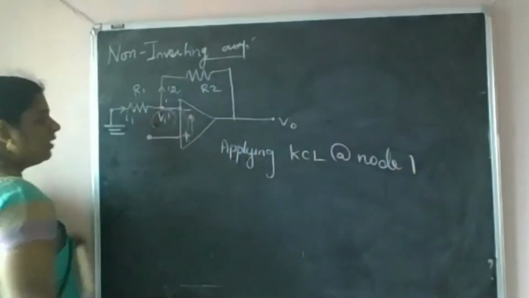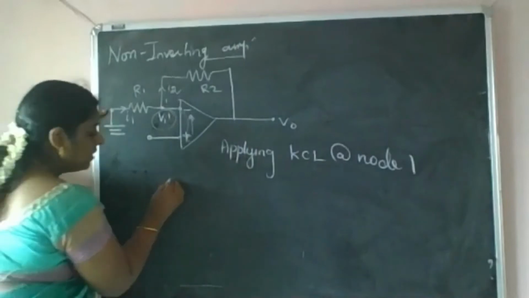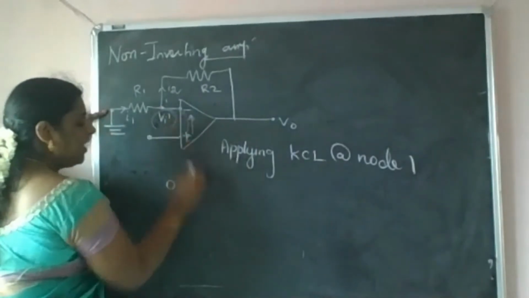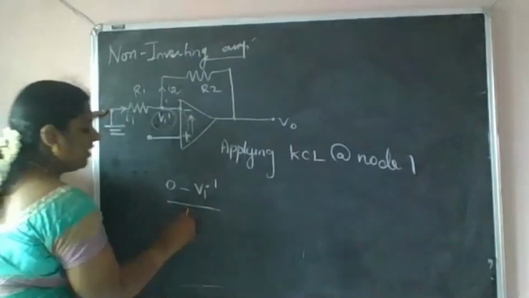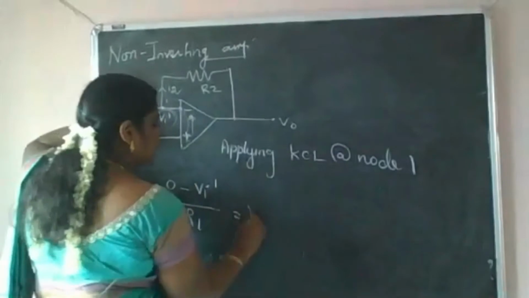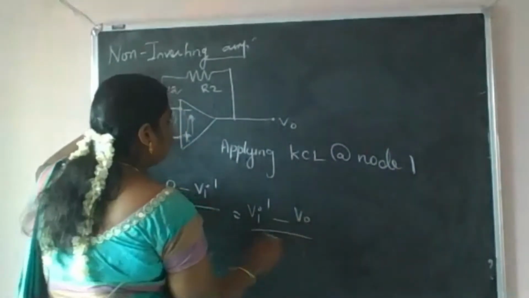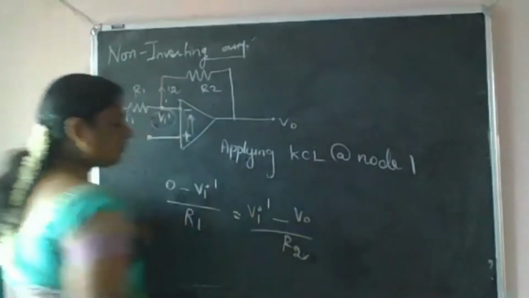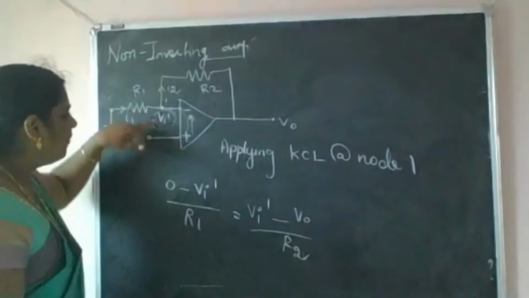Here we have node 1. So applying KCL, it is connected to the ground. So 0 minus Vi dash divided by R1 is equal to entry current is equal to leaving current, that is Vi dash minus V naught divided by R2.